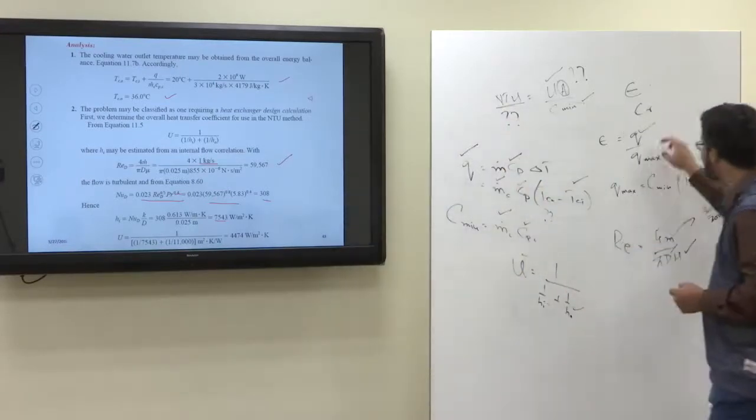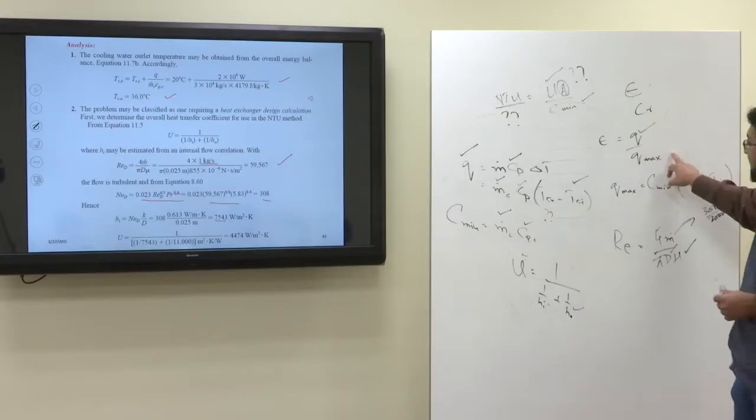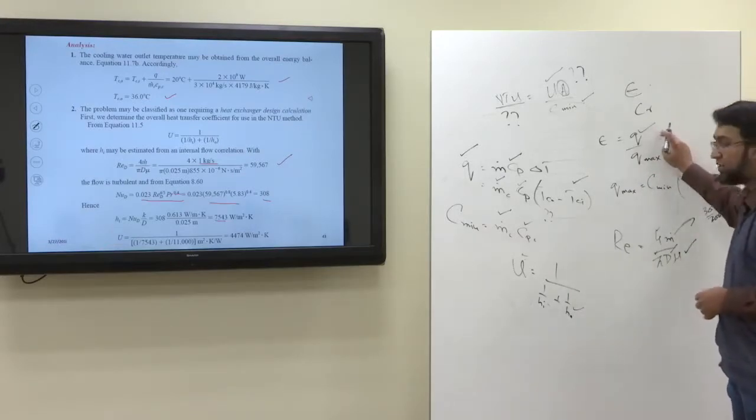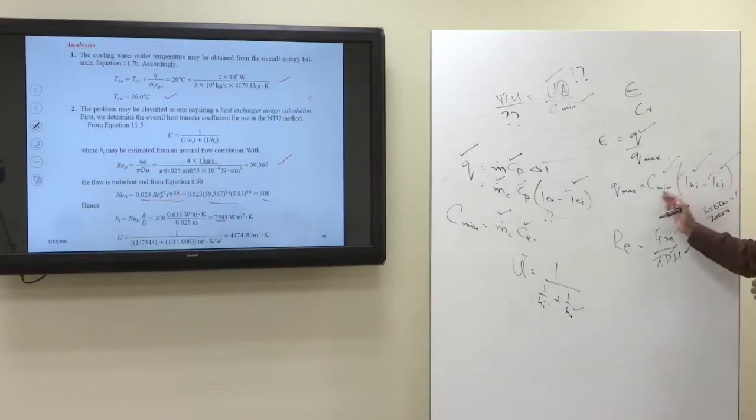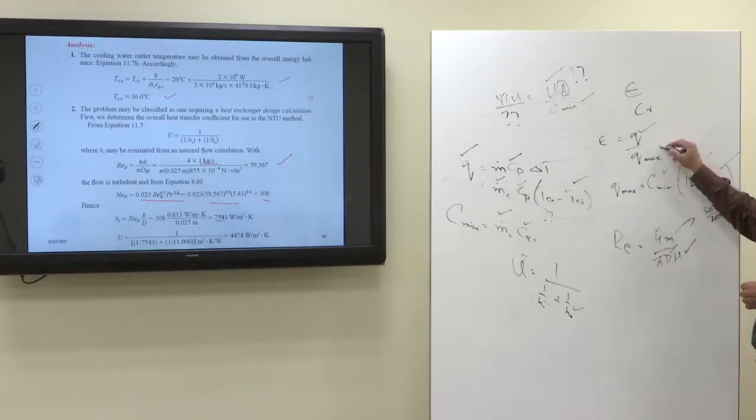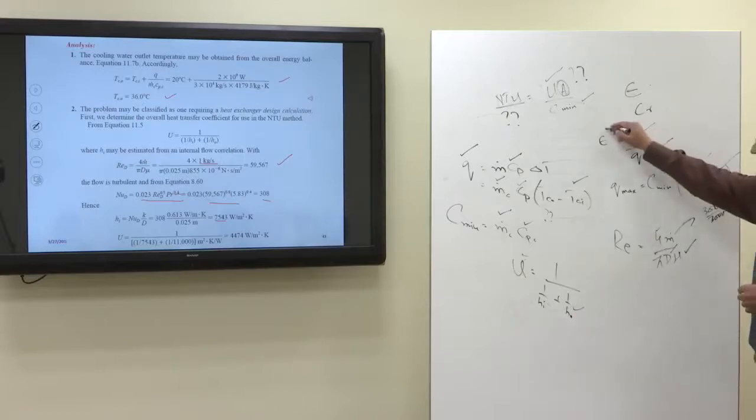Now effectiveness is Q upon Q max. Q is something you already know. What is Q max? Q max is C minimum, which you already know, into THI, which you already know, minus TCI, which you already know. So you know all the parameters in order to find Q max. So now you know Q max. Based on that, you will find what is effectiveness.